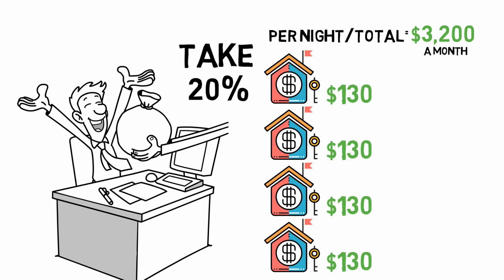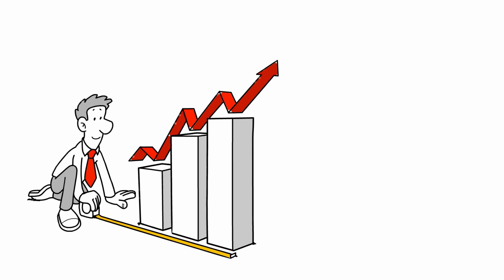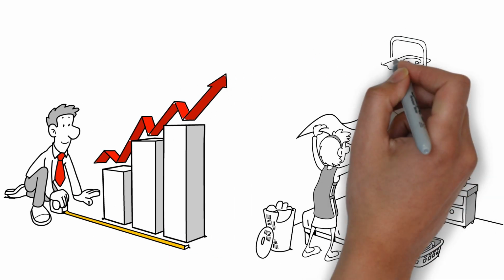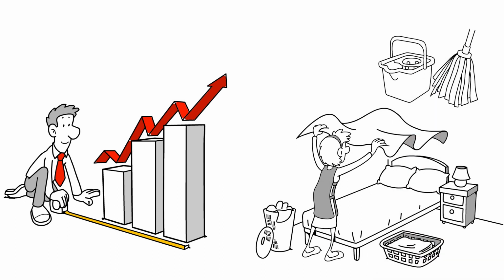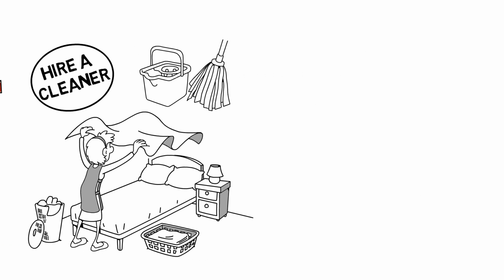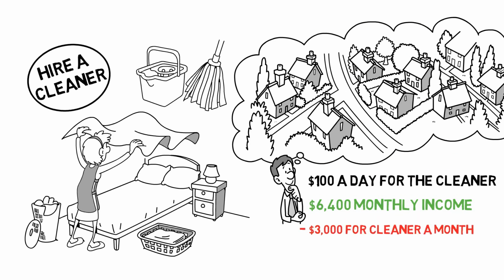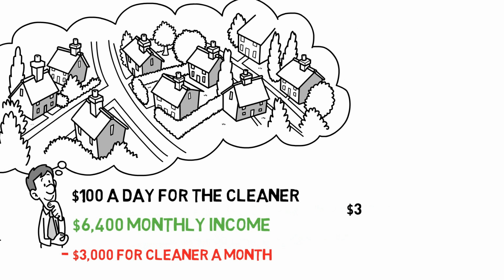Now, obviously this sort of thing has the potential to scale as well. Once you get a few more apartments, you can easily hire a cleaner to take some of the work off your hands. Let's say you pay a cleaner $100 per day to do 10 minutes of cleaning in all your apartments. If you've got 8 of these apartments, you'll be getting about $6,400 every month in income. Now, $3,000 of this will go to the cleaner, and you're getting $3,400 for barely doing anything yourself.